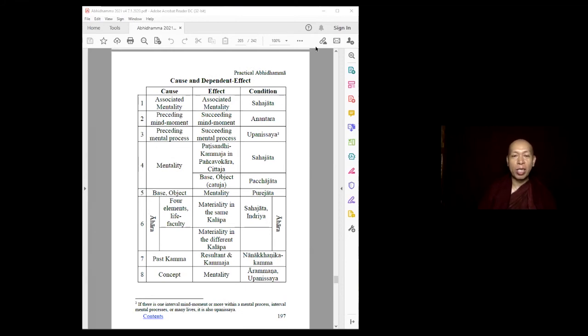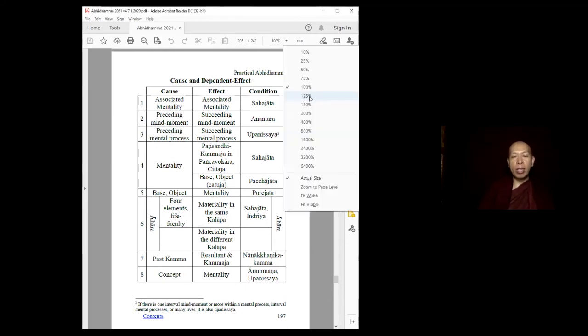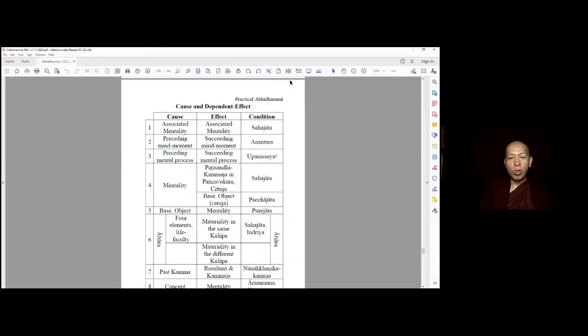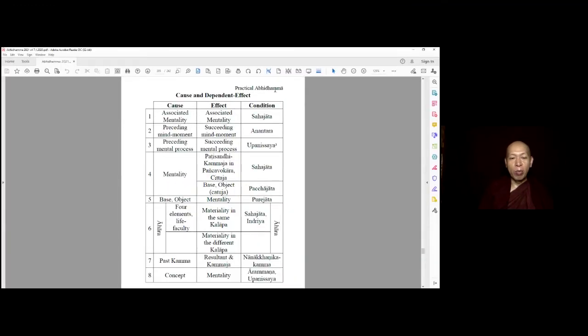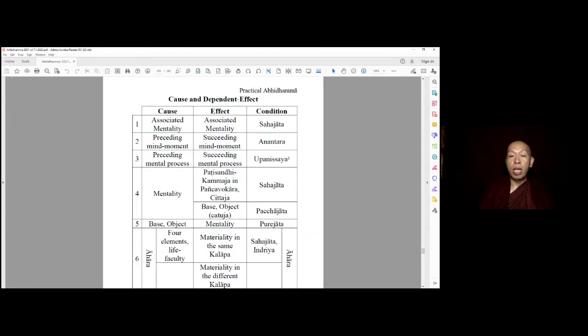Okay, now in the first row, I have to talk about 1, 2, 3, 4 as numbers, right? So now we talk about row number 1. Associated mentalities are the cause, and associated mentalities are the effect, then the condition will be Sajjata type. I have already talked about Sajjata type. It is mostly Nama to Nama, and also Nama to Rupas.